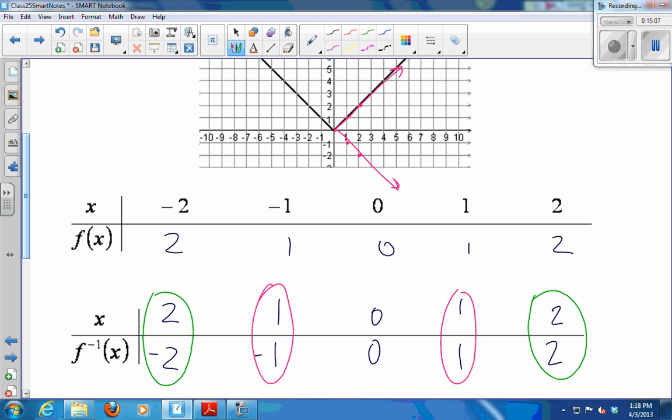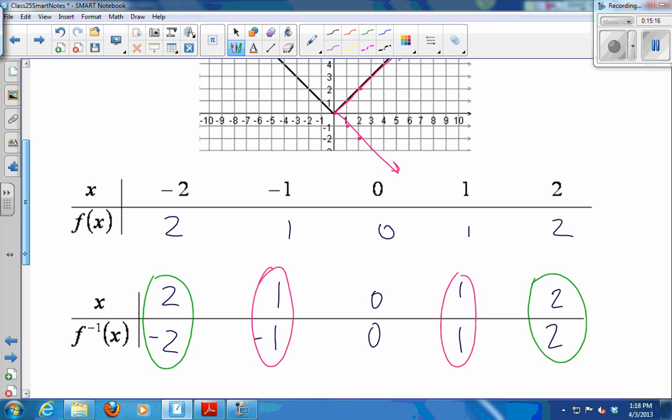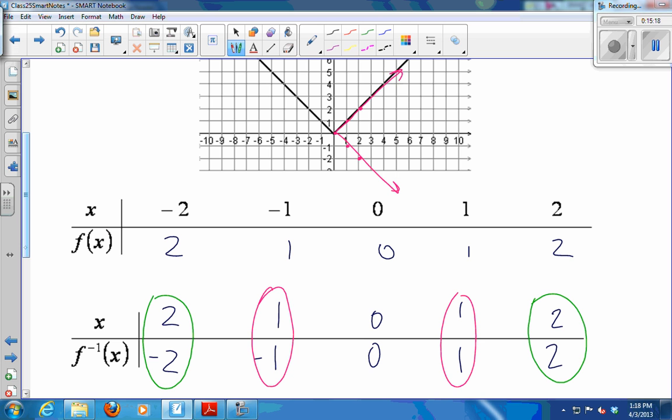How do I know it continues? That's the inverse that I drew. So I take a quick glance at this inverse and I go, oh, it doesn't pass the vertical line test. It's not a function.